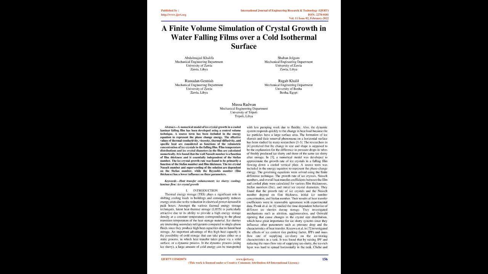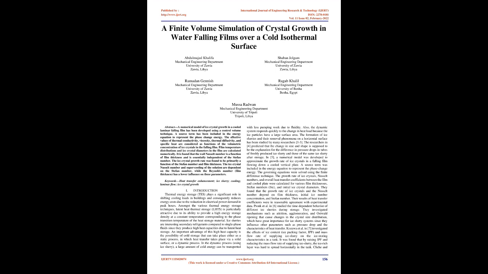a large surface area. The formation of ice slurries and their removal phenomena on a horizontal surface has been studied by many researchers [1-3]. The researchers in [4] predicted that the change in size and shape is supposed to be the explanation for the difference in pressure drops in tubes of freshly produced ice slurry and those of the same ice slurry after storage.